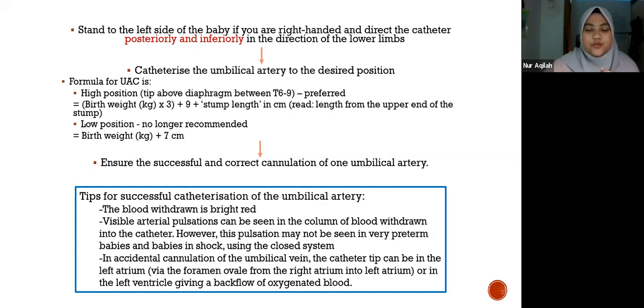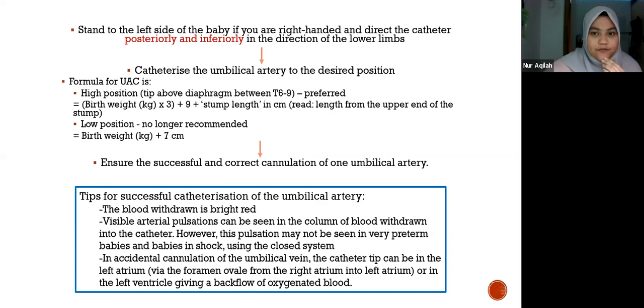And if it's in the low position, which is no longer recommended right now, the formula would be much simpler. You take the birth weight in kg, just plus 7 cm. Theoretically, the distance from the umbilical artery at the level of the abdomen, when it enters the abdomen, to the internal iliac artery from which it branches, is about 7 cm.